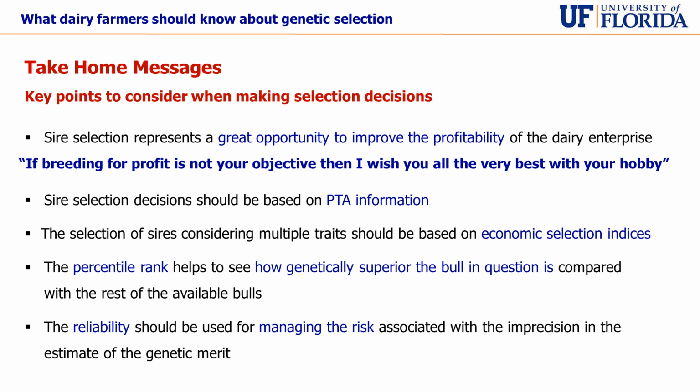And finally, this is crucial nowadays with these young genomic tested bulls. We should use reliability for managing the risk associated with the precision in the estimate of the genetic merit. We have to use young genomic tested bulls. They are in general better than proven bulls, but instead of using one or two, we should use a team of bulls and dilute the risk associated with lower reliabilities.